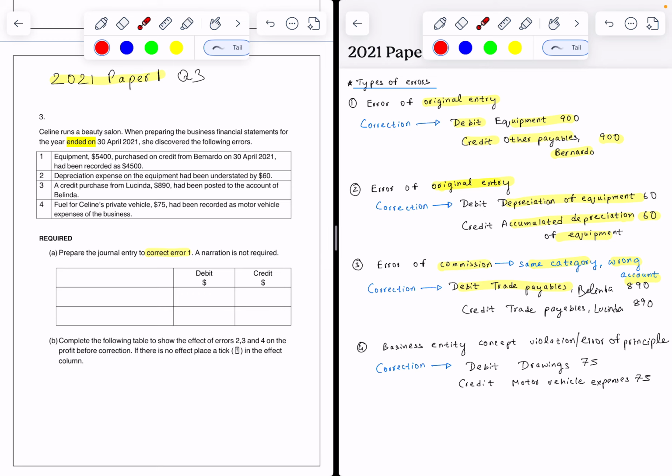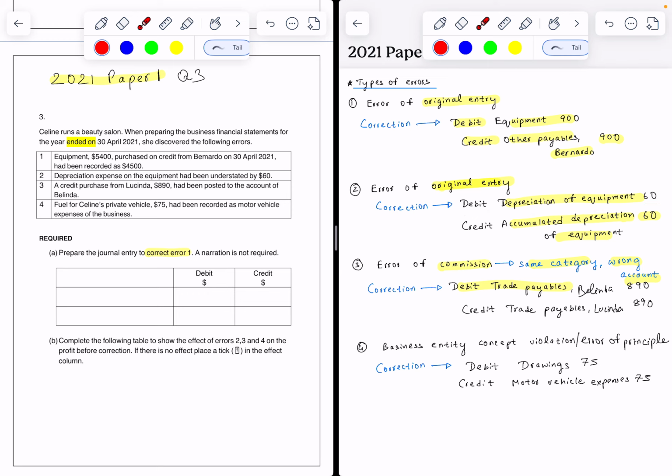Let's look into the second error now. Depreciation expense on the equipment had been understated by $60. This is also an error of original entry because the mistake is within the numbers. So now what we have to do to correct this is to increase the depreciation expense first. When we increase an expense account, we always debit it. So we debit the depreciation of equipment, which is an expense account, by $60, which reflects an increase in expenses.